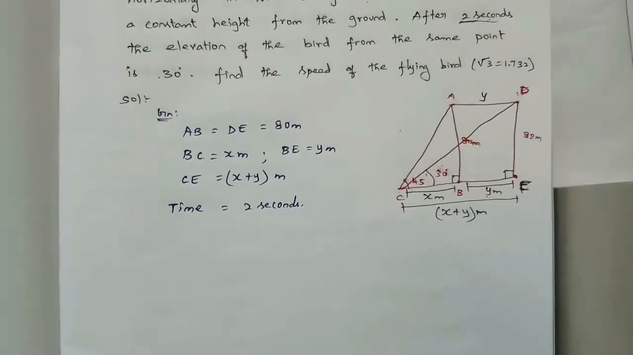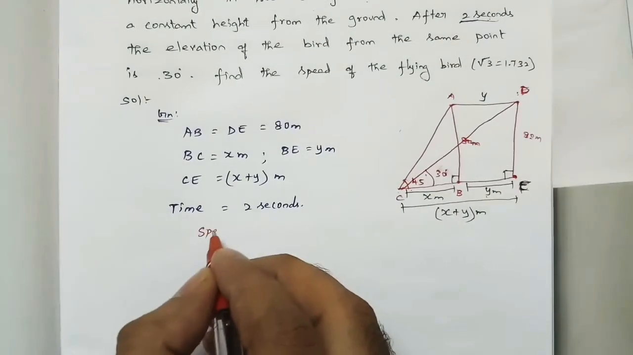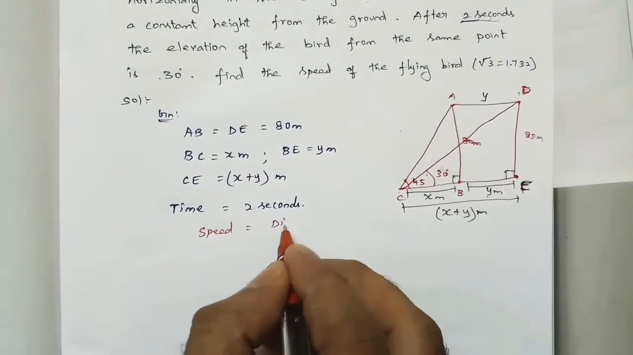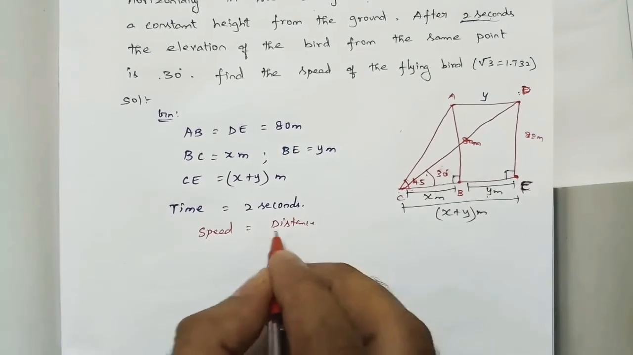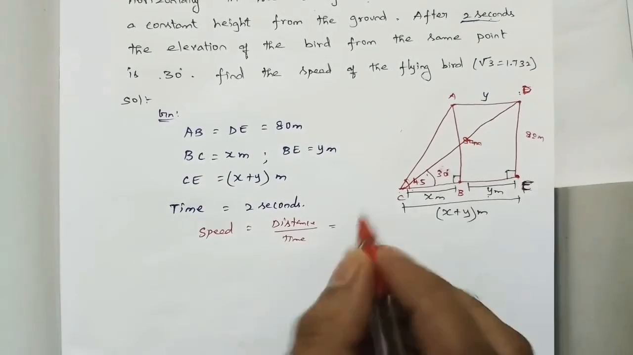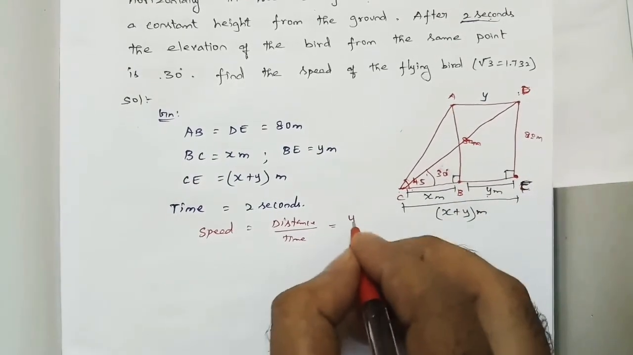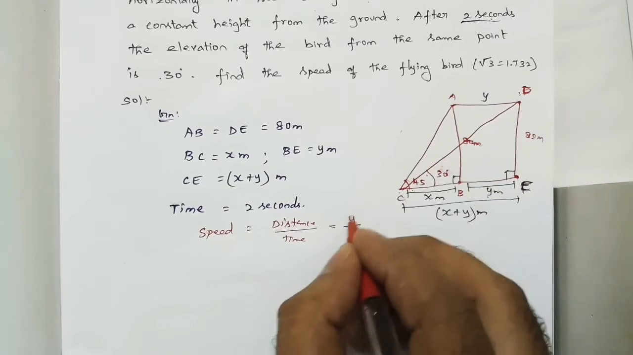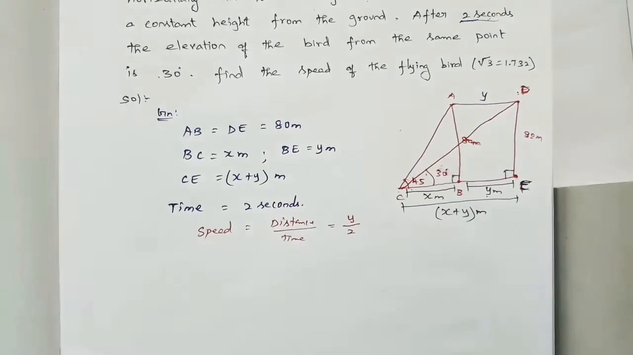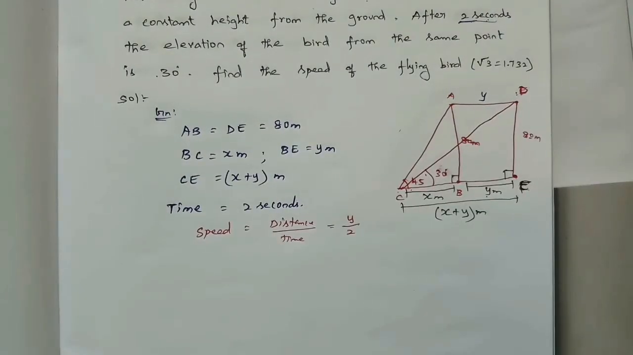What we want to find is speed only, right? Speed is equal to distance by time. What is the distance? The distance is Y meter, that is AD or BE, both are Y meter. So we want to find Y divided by 2. If we find Y, just substitute and simplify. So I'm going to find Y with the help of trigonometric ratios.